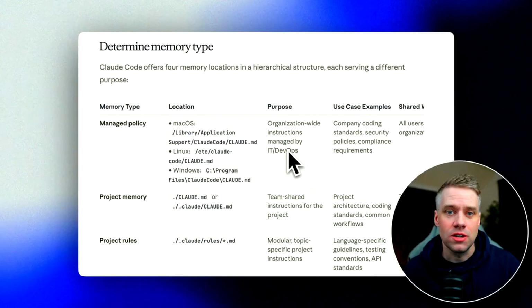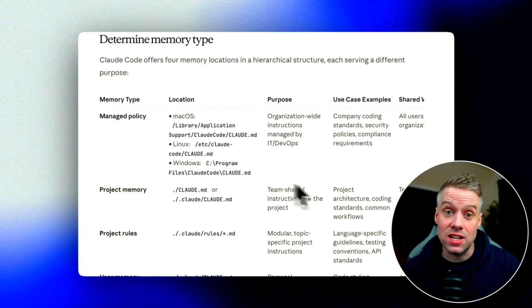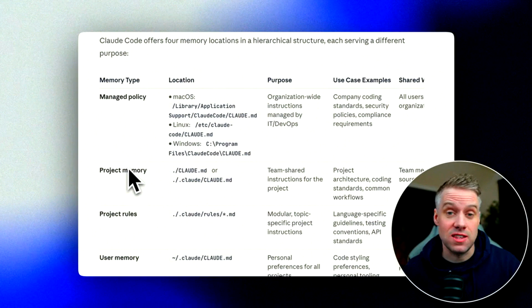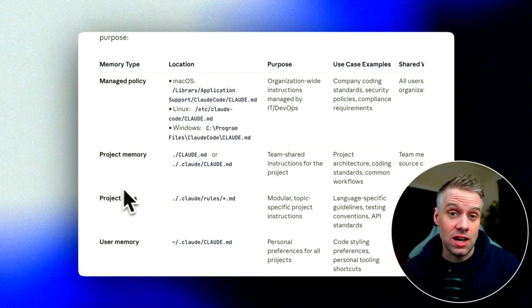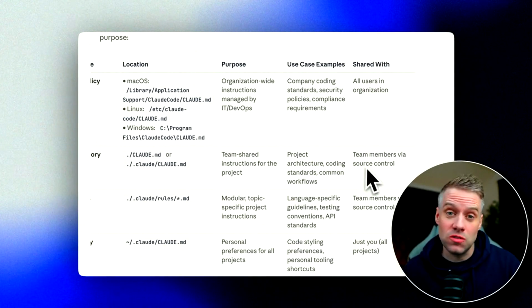Claude Code memory is more layered than a single notes file. There are managed policies, project memory, project rules, user memory, and local project preferences. Each layer has a different scope, which matters because a team rule should not behave like one person's private sandbox.